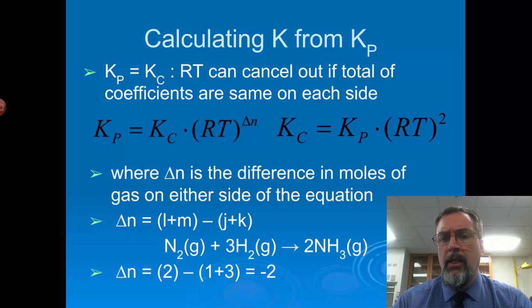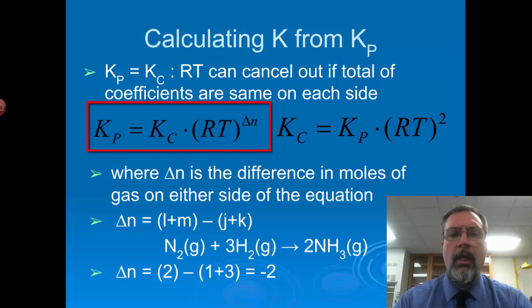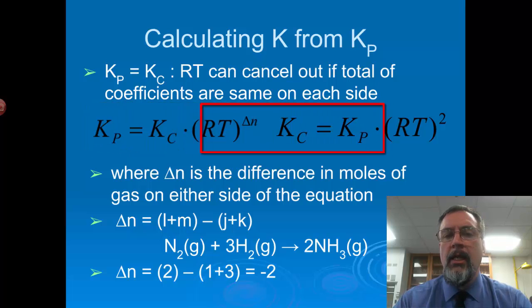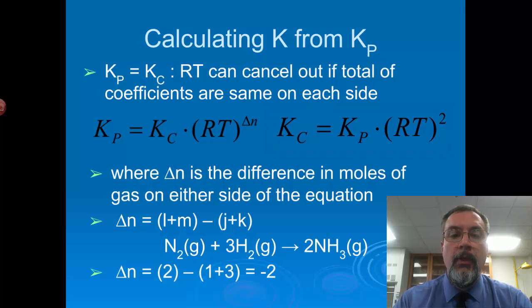Now remember, in the previous slide we saw that Kc was equal to Kp times RT to the second power, not the negative second power, but look at the difference between these two. One is relating Kp to Kc, and the other one is relating Kc to Kp. So the overall rule here is if you're going from Kc to Kp, it's Kp equals Kc times RT to the delta n. And if you're going from Kp to Kc, it's Kc equals Kp times RT to the negative delta n, the opposite sign, because the relationship is different algebraically.